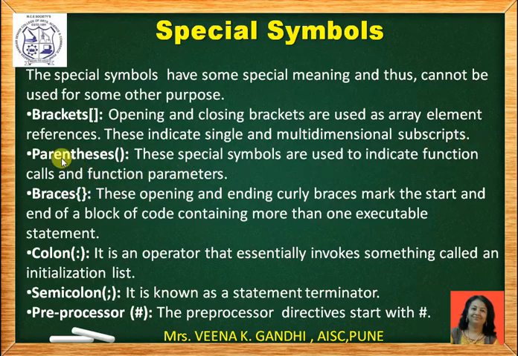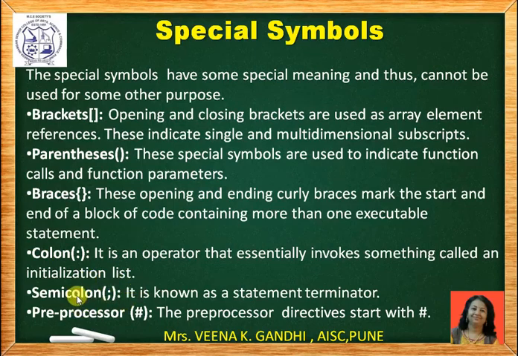Next is parentheses, round opening and closing brackets. These special symbols are used to indicate function calls and function parameters. Opening and closing braces indicate the start and end of a block of code containing more than one executable statement. Colon is an operator that essentially invokes something called an initialization list.